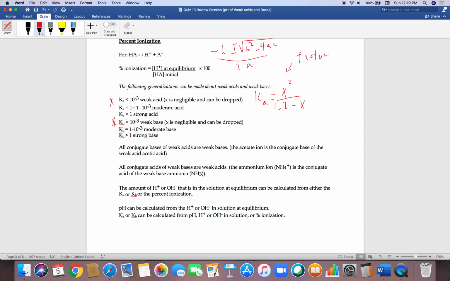Now, obviously, we want to try to avoid that. So we can drop this x in the denominator if the Ka is less than 10 to the negative third, or the Kb is less than 10 to the negative third. So that's what that note is talking about. We can drop this x if these rules are met.